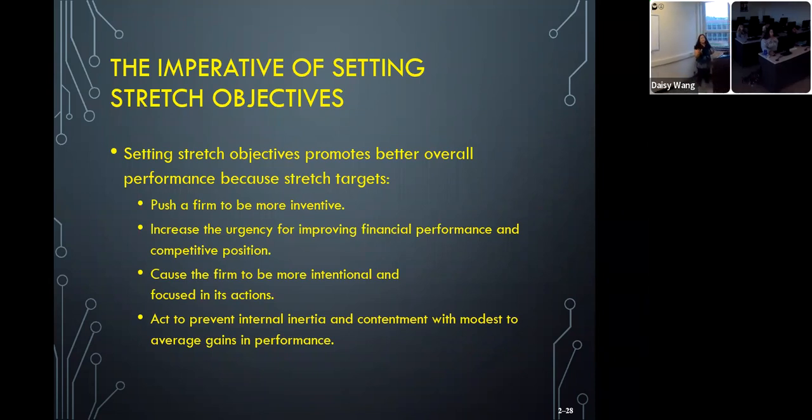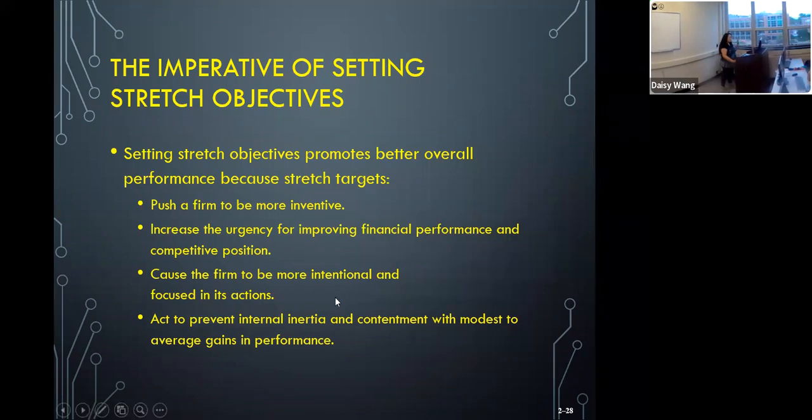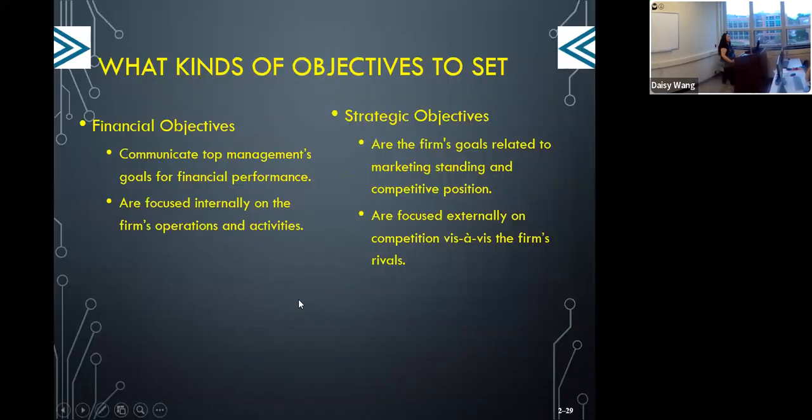Sometimes some companies are already used to whatever way they are doing things and they don't want to change, which in the long run will not be good, especially nowadays when the economy is very competitive. So we want to push ourselves to always improve. Like I said, there are two types of objectives: financial objectives, where we can see the numbers from the financial statement, like cash flow, or a target quick ratio. And strategic objectives are related to market standing and competitive position.